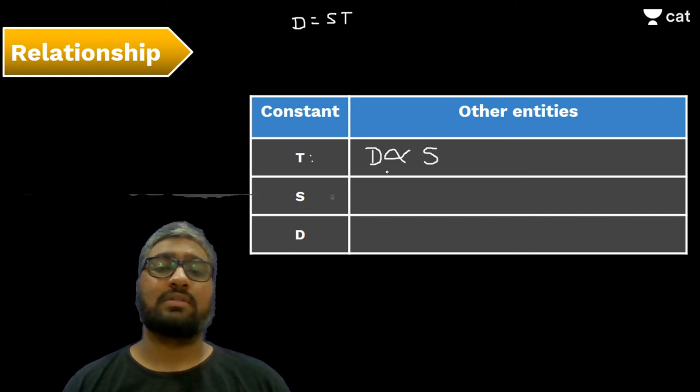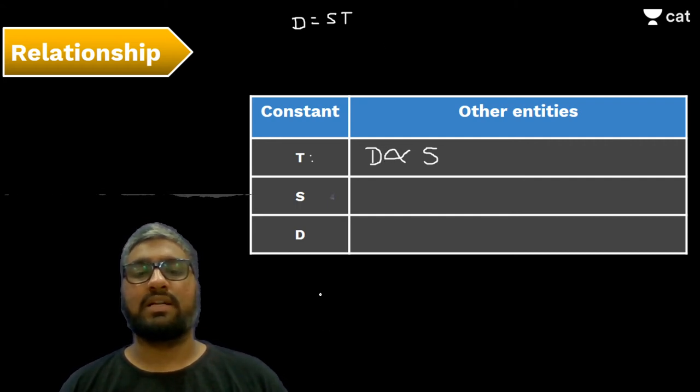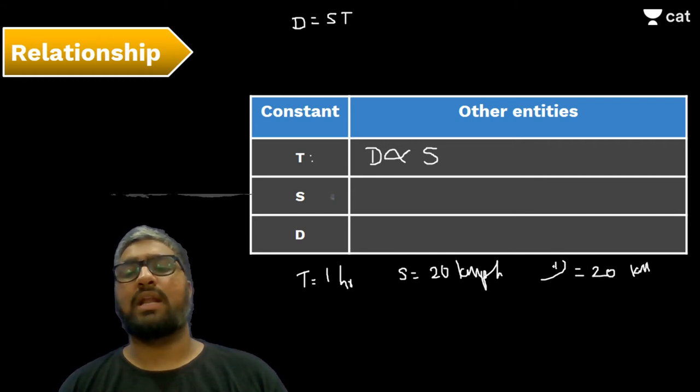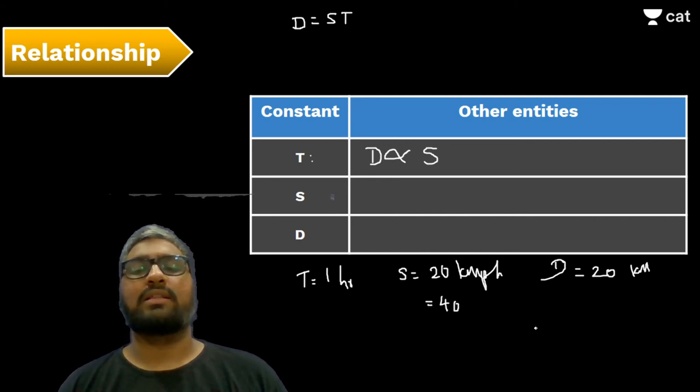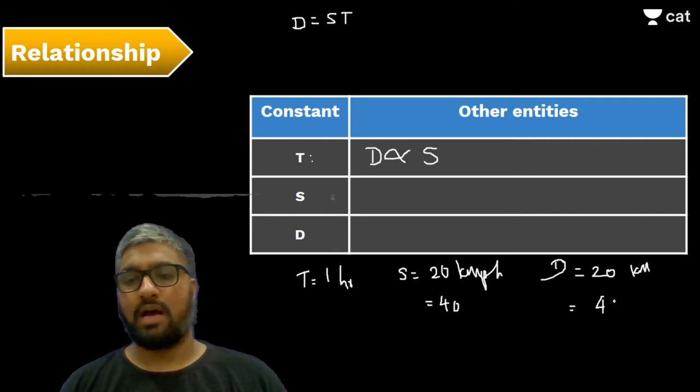In other terms, let's put it this way. If the time is 1 hour, and if I travel faster, let's say if my speed is 20 kilometers per hour, I'd be able to cover 20 kilometers, correct? Because every hour 20 kilometers. So the distance would be 20 kilometers. If in the same 1 hour I try to drive faster, if I drive at 40 kilometers per hour, then what would happen to the distance? I would cover 40 kilometers.